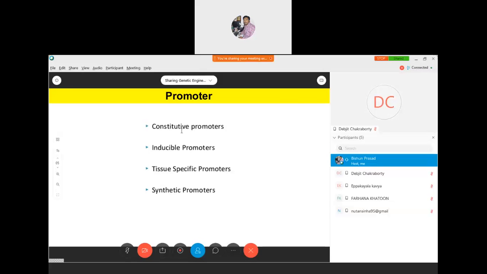You all know that a constitutive promoter means it is always on, it cannot be switched off. Then the inducible promoter, as the name itself indicates, induces. Say for example, photosynthesis. Photosynthesis always occurs in the daytime. It cannot occur in the night time. Like disease resistance or insect resistance, they cannot be switched on every time. It has to be switched off sometimes.